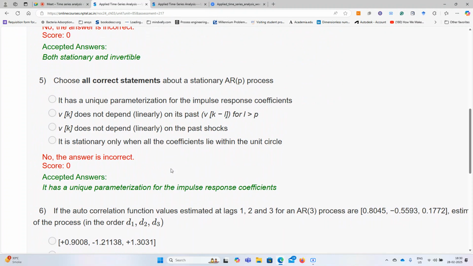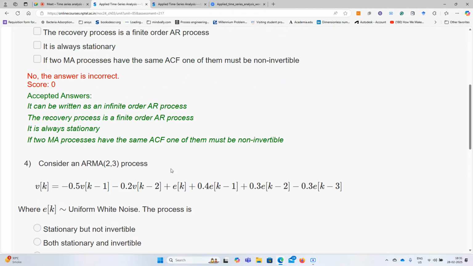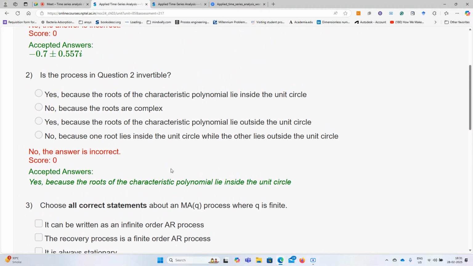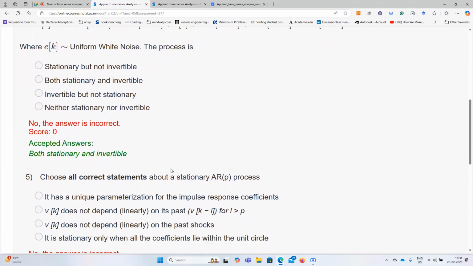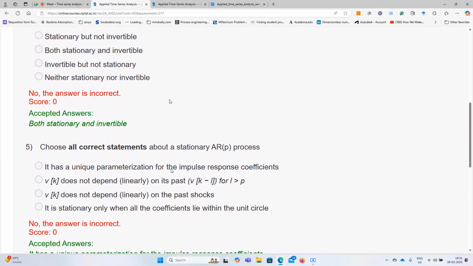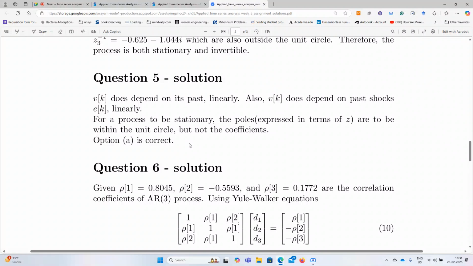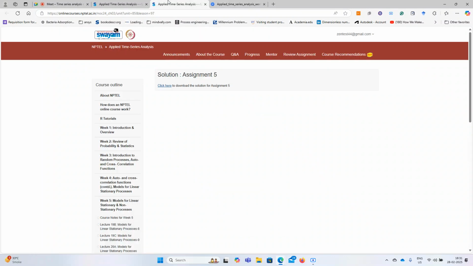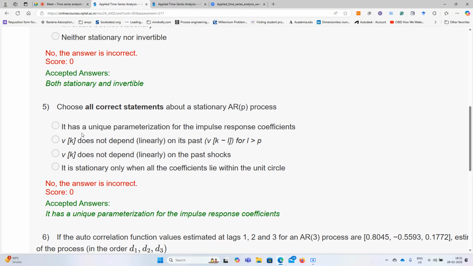It is stationary only when the coefficients lie within the unit circle. Stationarity, as we have seen, invertibility depends upon if it's there in the unit circle or not, but not stationarity. For stationarity, the poles are to be within the unit circle, but not all coefficients. So only option A is correct. Only poles have to be checked, not everything. All coefficients is not the point.